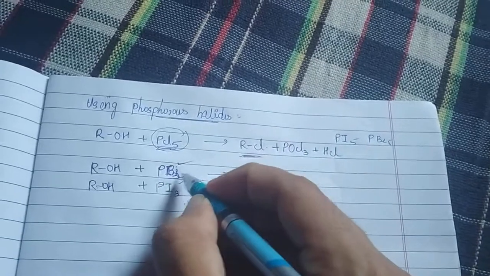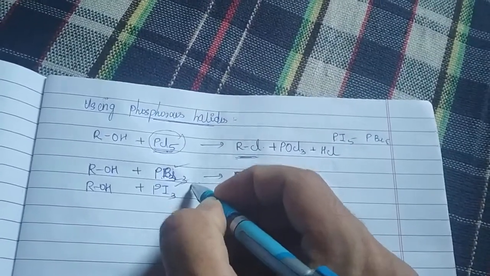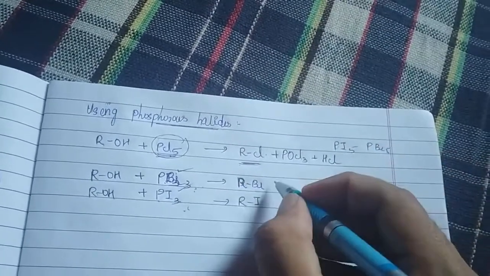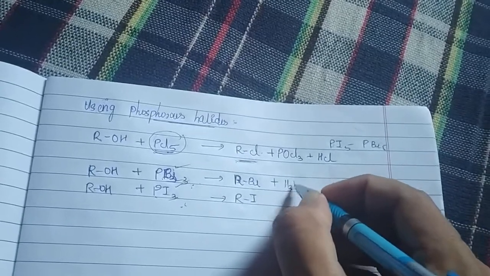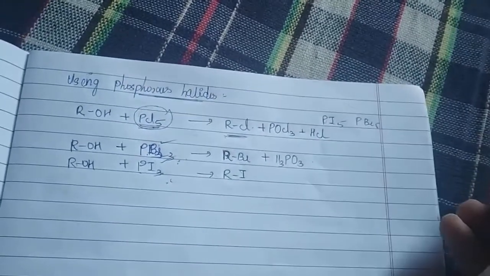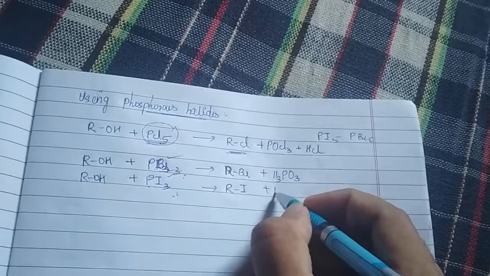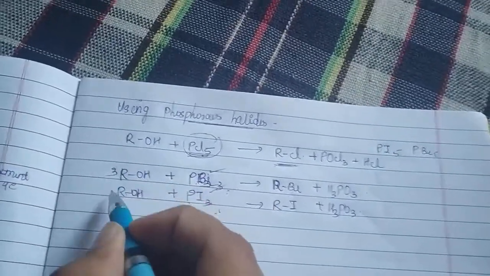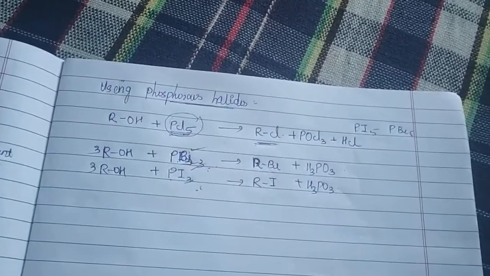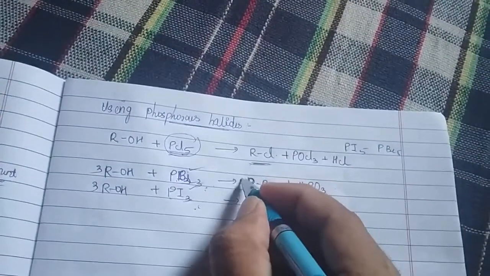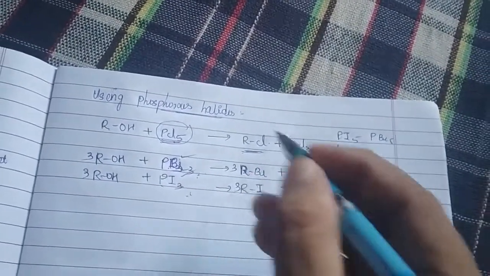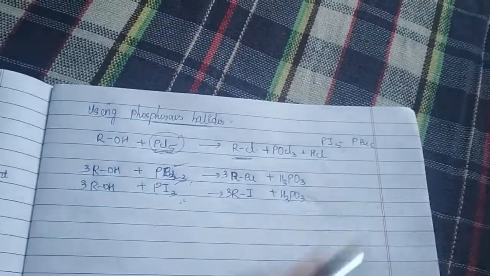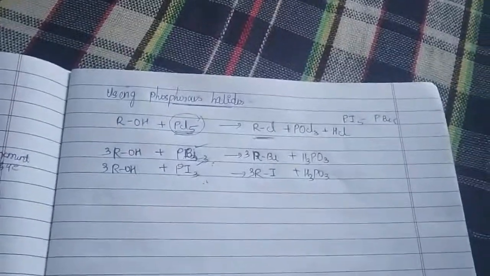But when I am considering phosphorus tribromide and phosphorus triiodide, remember I am going to get orthophosphorous acid, H3PO3, here and here also H3PO3. Here you have to balance it: 3ROH, 3ROH. I hope it will be balanced. Here also 3RBr, 3RI. So let us deal with it. How to remember it?